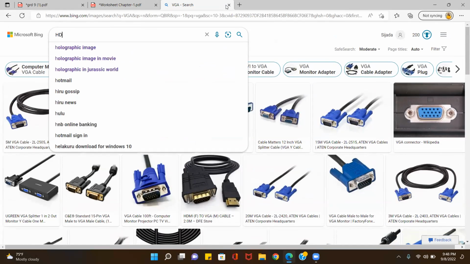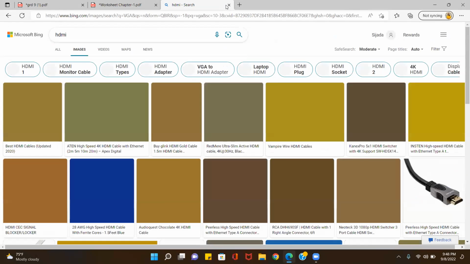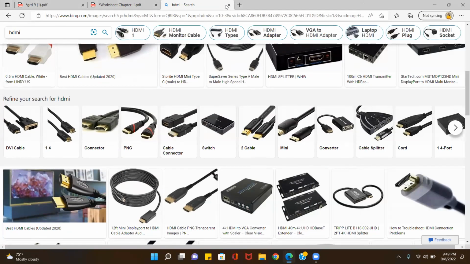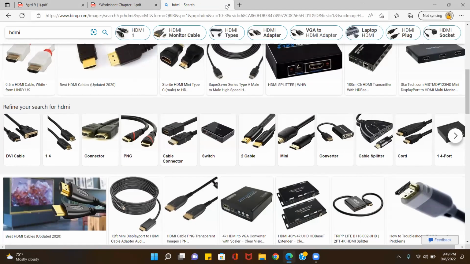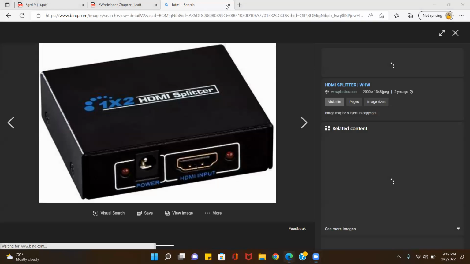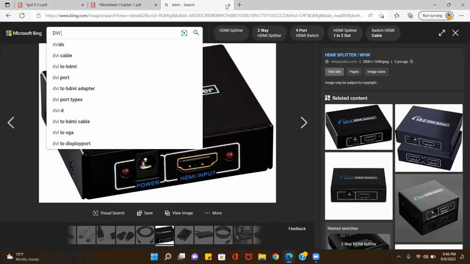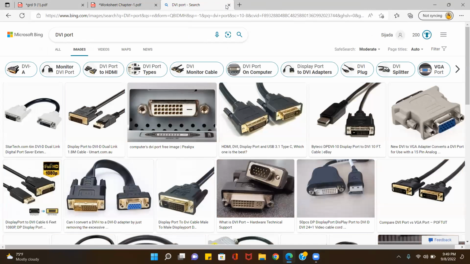Then you have something called an HDMI port. You might have seen these in your TVs, whether a 32-inch TV or any big TV. This is an HDMI port. Then you have something called the DVI port. This is a DVI port. Nowadays in computers you won't find a DVI port, but you can find a VGA port and an HDMI port. So what are these ports? These video graphic adapter ports are ports that you need in order to connect a monitor.